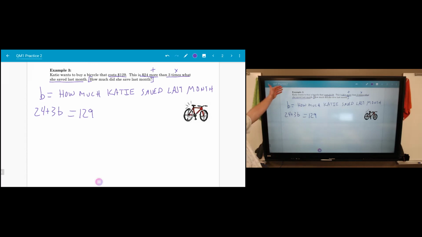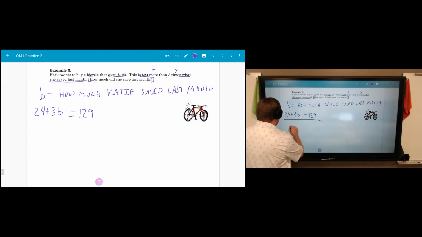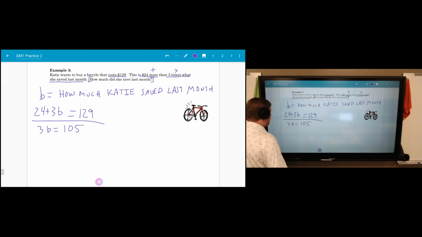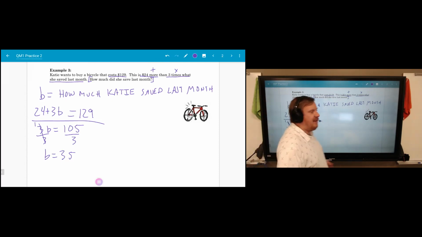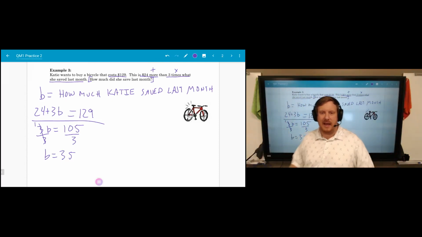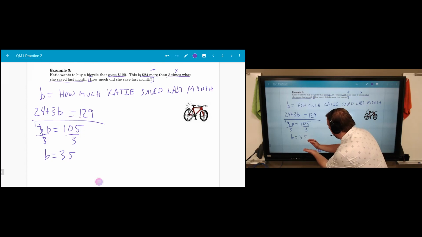Now, we've underlined, we've defined, we've made our equation. Now, we need to solve that equation. If I do that, I would subtract 24 from both sides. I get 3b equals 105. If I divide both sides by 3, I get b equals 35. Remember, this simplifies to 1 or 1b. And 105 divided by 3 is 35. Yay, 35! Okay, b is 35.